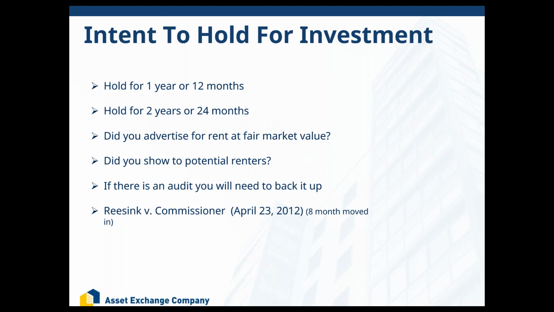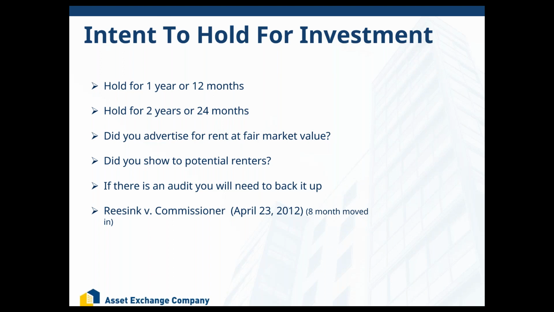But the reality of the whole thing is it's not so much about how long you own the property, it's more so about your intent. And your intent could be something like this. Did you advertise the property for rent? Did you advertise it for fair market value rent? If fair market value rent is, let's say, $1,500 a month, and you're advertising it for $5,000 a month, you know what? The IRS is probably going to have an issue with that. If you get audited, and the IRS comes in and says, prove to us you held that property for investment, you're going to have to be able to back it up.